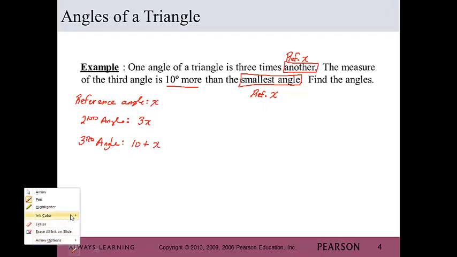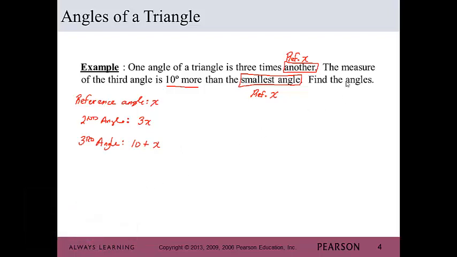So now you have 3 angles, and what you need to do is find the measure of all of the angles. In order to do that, you need to know what is x. So you're going to take each one of these angles and add them up. So you got x plus 3x plus 10 plus x. And we know if we add the angles up, it should equal 180 degrees. So let's combine our like terms. We have 1x plus 3x plus 1x is 5x plus 10 is 180 degrees.